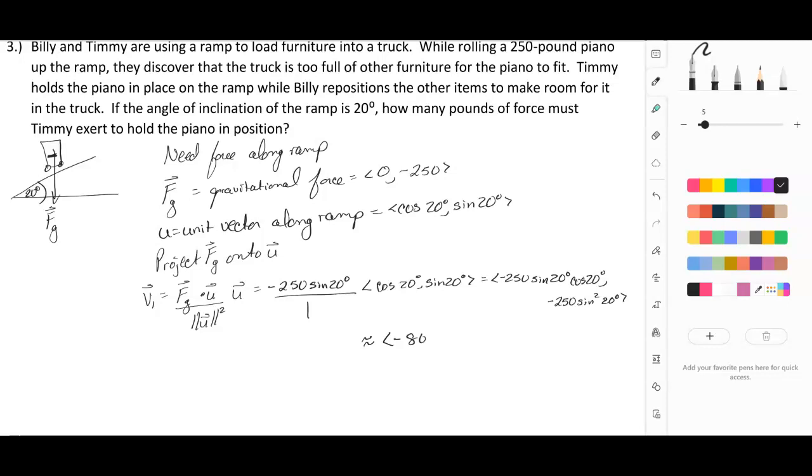It's about negative 80.3485, negative 29.2444. So there's my V1. And then I need to find the magnitude of that. I'm just going to do that in my calculator. It's the square root of the x component squared plus the y component squared.